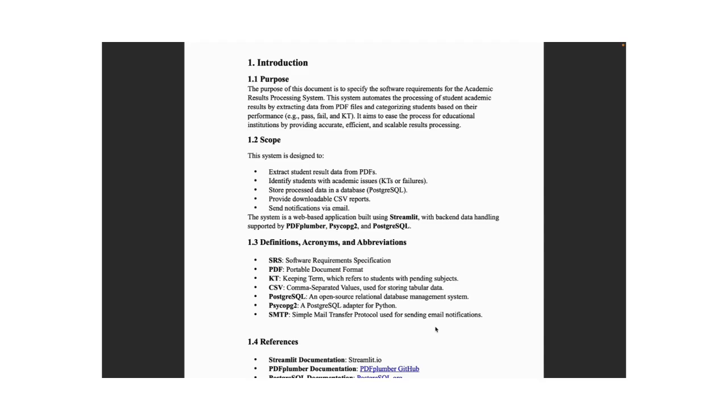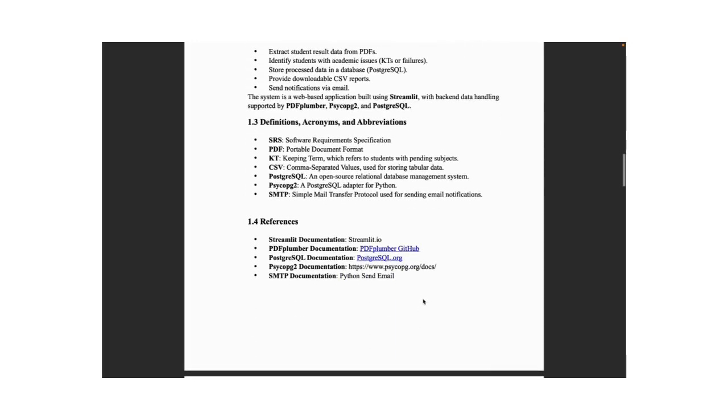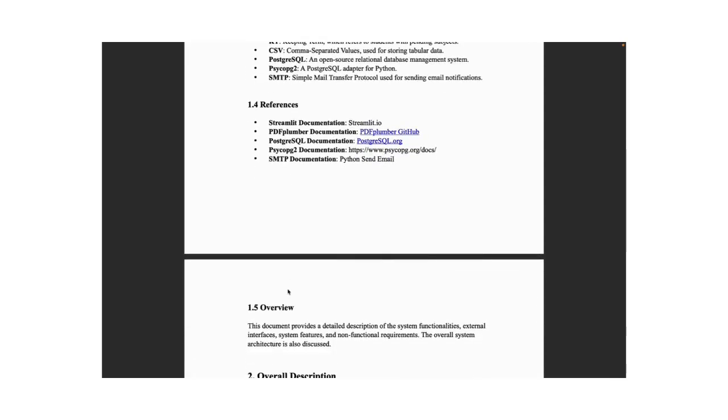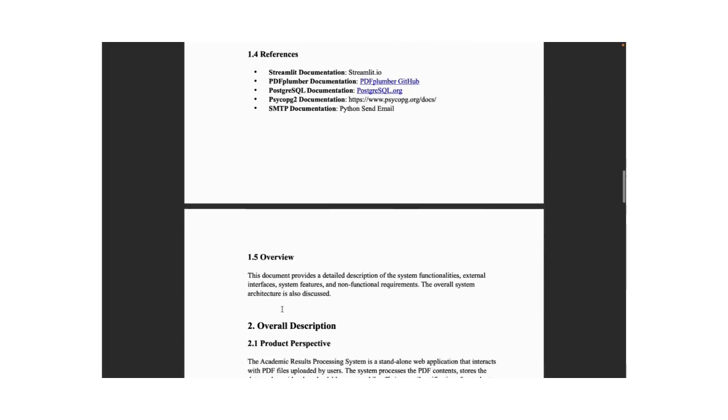And the definitions, acronyms, and abbreviations are the glossary of the terms that I have used in my project, like SRS, PDF, KT, etc. Now, the references part includes the references of the libraries or documentation of the libraries that I have used. You can go to any one of them or all of them to learn more about the libraries that I have used. They are very good links to read and to gain knowledge.